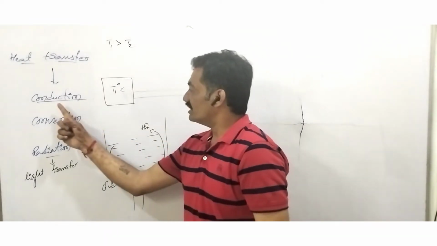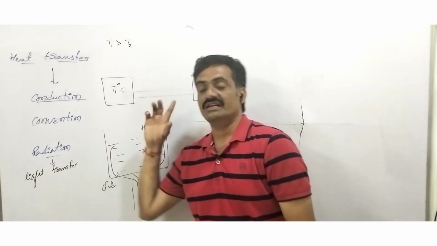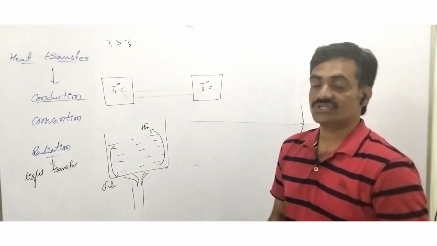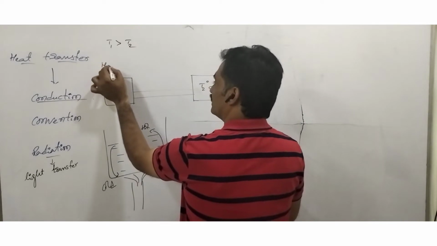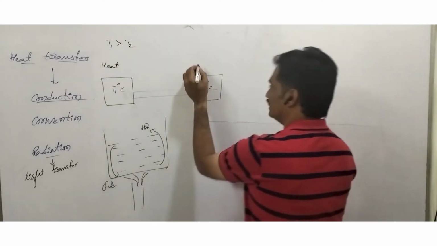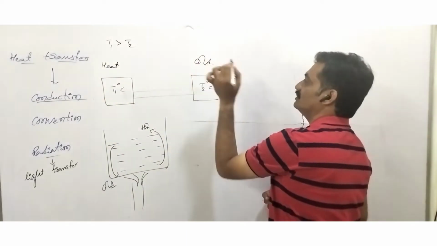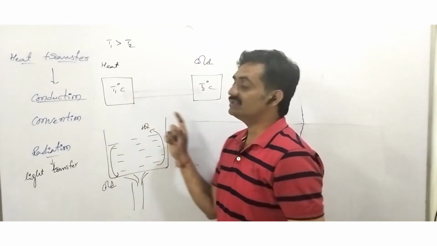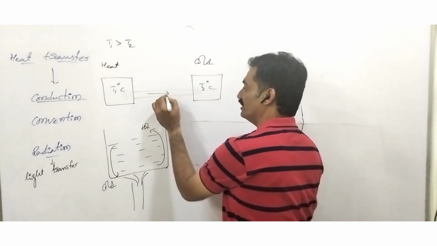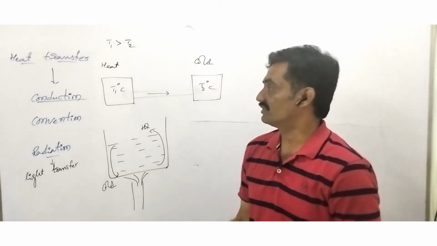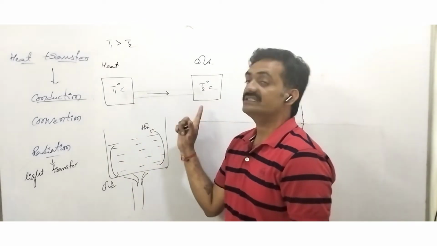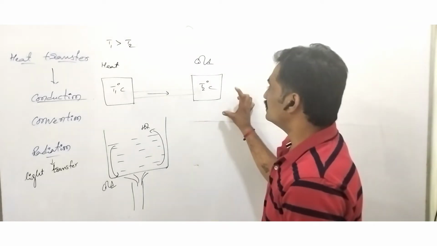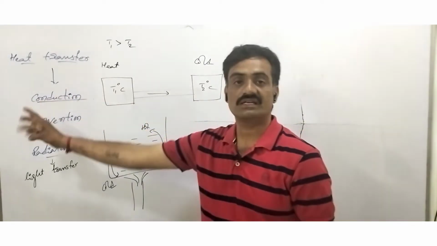So now we are going to discuss conduction. In the case of conduction, observe that we have considered two bodies, one is hot and one is cold. Heat transfer takes place from one body to another body, from the hot end to the cold end, when there is a temperature difference. This process is known as conduction.